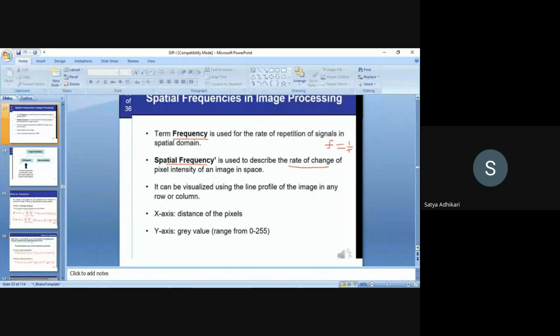There is an x-axis and a y-axis. The x-axis represents the distance of the pixels and the y-axis represents the gray level. We have already discussed the pixel profile in the previous example. So it can be represented using a graph, where the x-axis represents the distance and the y-axis represents the gray level value.